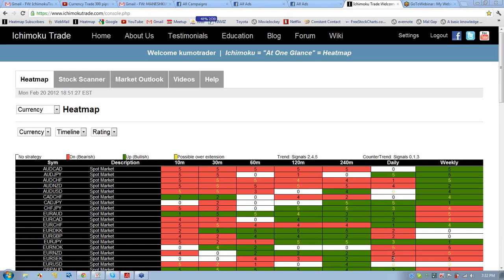Wider. Okay, how's that look? It's probably the widest I could get it. Is that better?